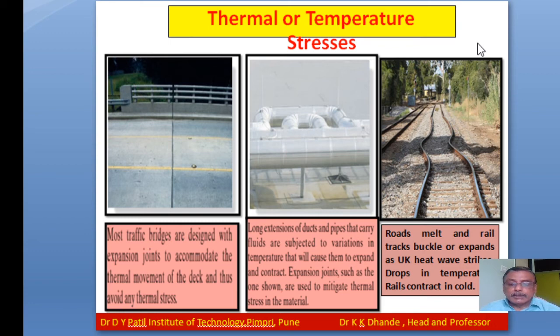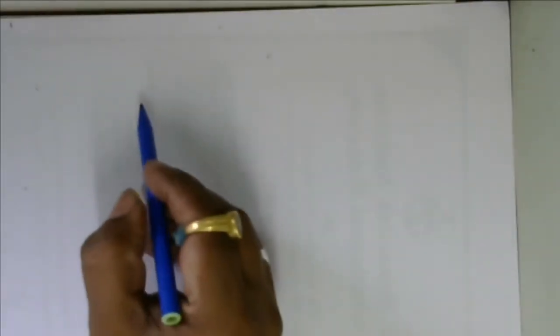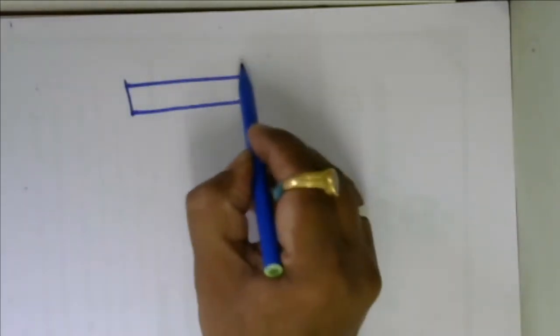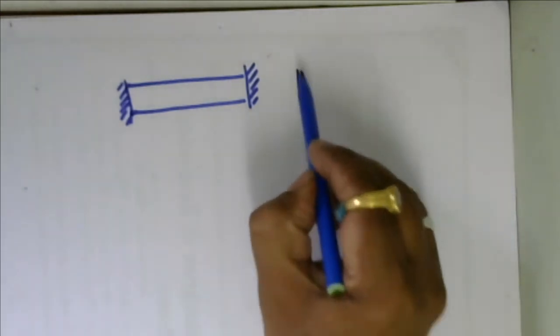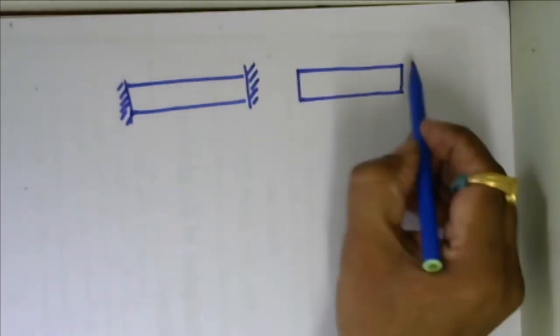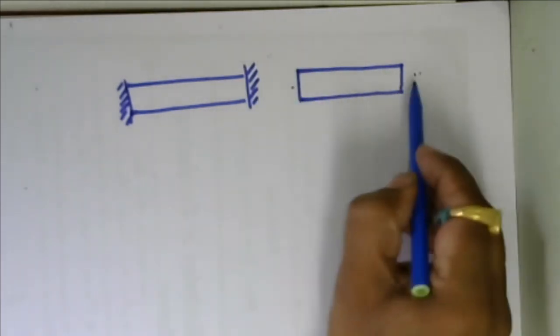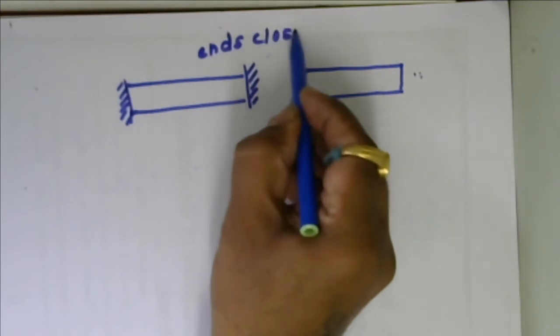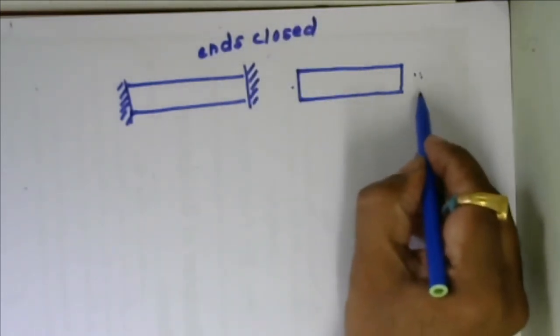Then the stresses induced in that body are known as thermal stresses. If we take a simple example, this is the bar. In that case, both the ends we restricted. In another case, this is the bar and both the ends are open. Here ends are closed, here ends are open.